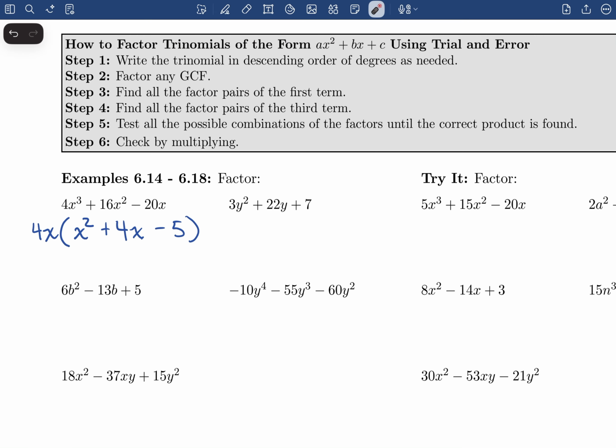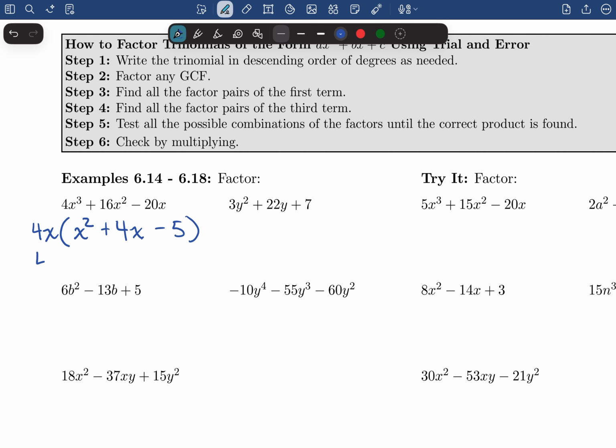So if I take 4x cubed, I divide out 4x, I'm left with x squared. 16x squared divided by 4x is 4x. Negative 20x divided by 4x is negative 5. Now this, in parentheses, is a trinomial that we can factor like we did previously, because it's a 1x squared trinomial. And so I'm going to factor it.